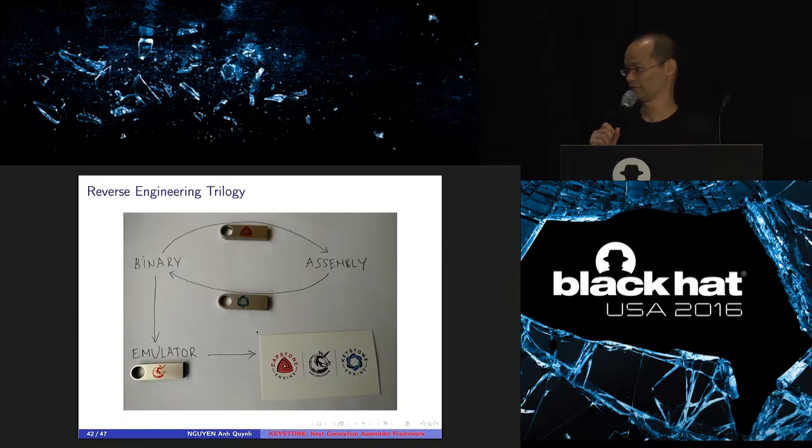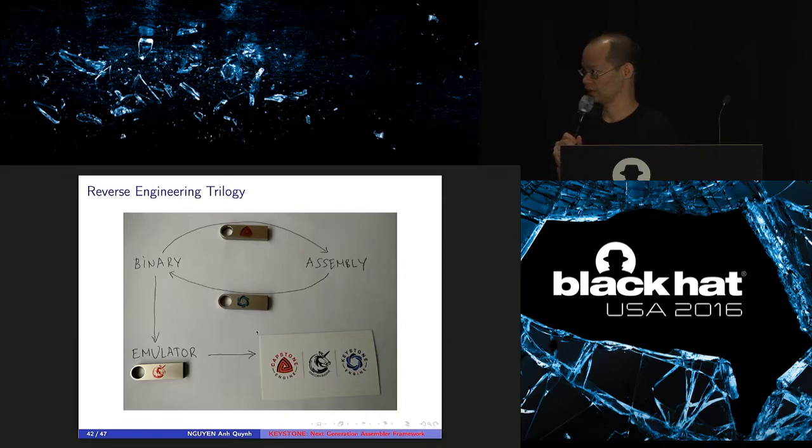Okay, finally, in 2016 we have a set of frameworks for reversing: Capstone for disassembler, Unicorn for emulator, Keystone for assembler, and all of them are open source, multi-architecture, multi-platform, multi-bindings. They function independently, but they complement each other very well to make a full set of frameworks, and we call this the reverse engineering trilogy.